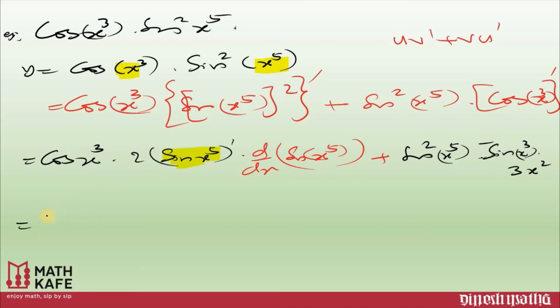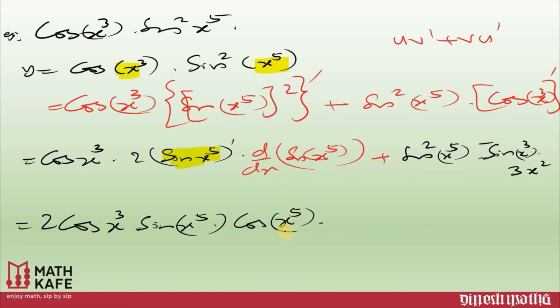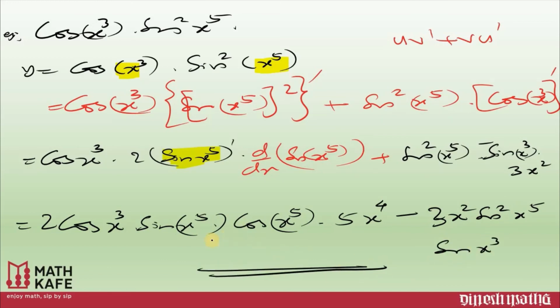Again we'll continue. See this 2 I am writing first, 2 cos x cube into, so this is sin x to the power 5 into derivative of sin x will be what? Cos x to the power 5, and again x to the power 5 we need to differentiate, that will become what? 5 x to the power 4, minus 3x square sin square x to the power 5 into sin x cube. That is the final answer. This we can further simplify. Simplification I am leaving. The method is that you need to apply product rule and chain rule in succession.